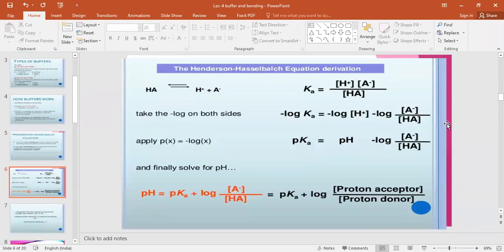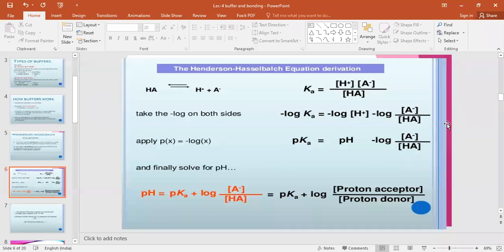So this is the equation. Remember, pH is equal to pKa plus log of proton acceptor by proton donor. Now what is meant by proton acceptor? Acid or base? Base. Base.